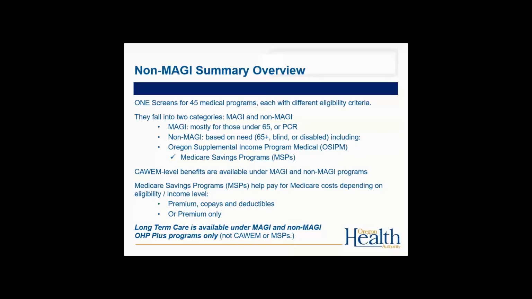And this is where we get into long-term care. This is my segue. Long-term care is available under both MAGI and non-MAGI, but it's only available to those who end up with OHP Plus level benefits. We're going to get a little more into that because it gets a little more complex. But the important part is that it pairs with OHP Plus. It does not pair with CAWEM or Medicare Savings Programs. So somebody has to have OHP Plus level benefits in order to get long-term care.